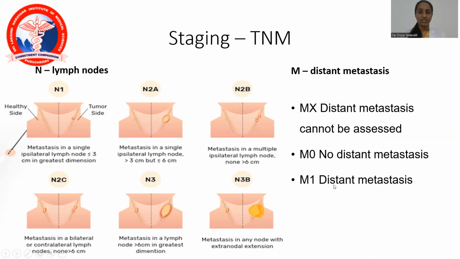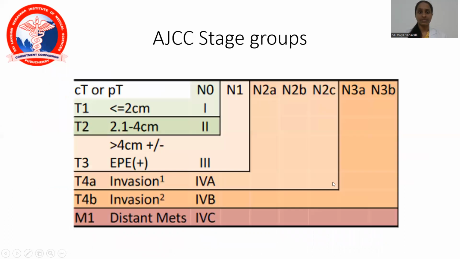As for many other tumors, the M stage is M0 or M1. M0 is no distant metastasis and M1 is the presence of distant metastasis. Based on the T, N and M categories, a tumor is staged.